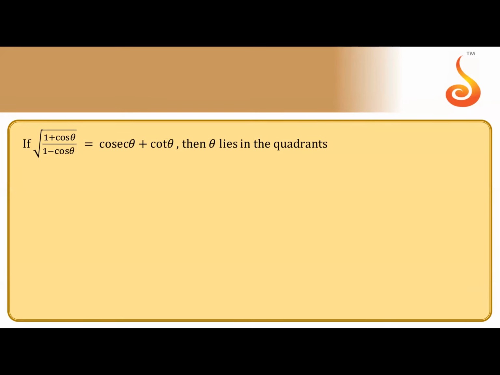Yeah, this is a logical question. The logic is that you should not square on both sides. Convert into sin and cos: 1 by sin plus cos by sin. This will be (1 plus cos theta) by sin theta. It's a very logical question only. No formula, nothing, no squaring and all. Just logically you can solve the question.